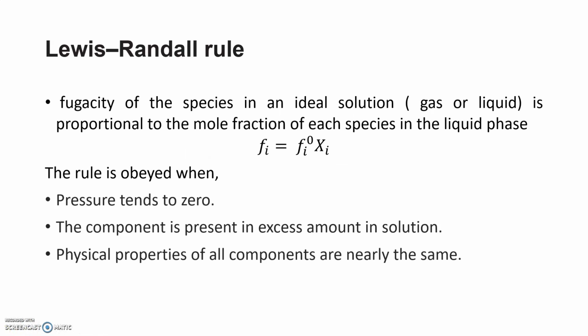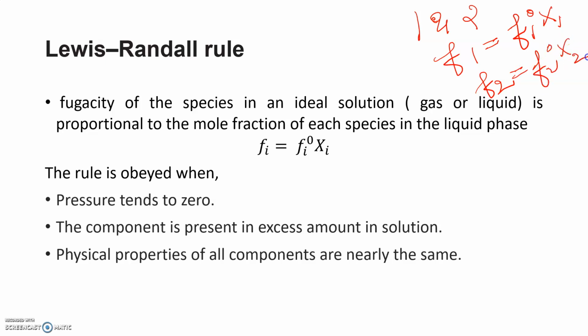The Lewis-Randall Rule states that the fugacity of a species in an ideal solution, which may be a gas or liquid, is proportional to the mole fraction of each species in the liquid phase. If we are taking an ideal solution with components 1 and 2, and we have the fugacity of component 1 and the fugacity of component 2, then the fugacity of component 1, F1, is F10 into x1, where x1 is the mole fraction, and F2 is equal to F20 into x2, where x2 is the mole fraction of component 2.